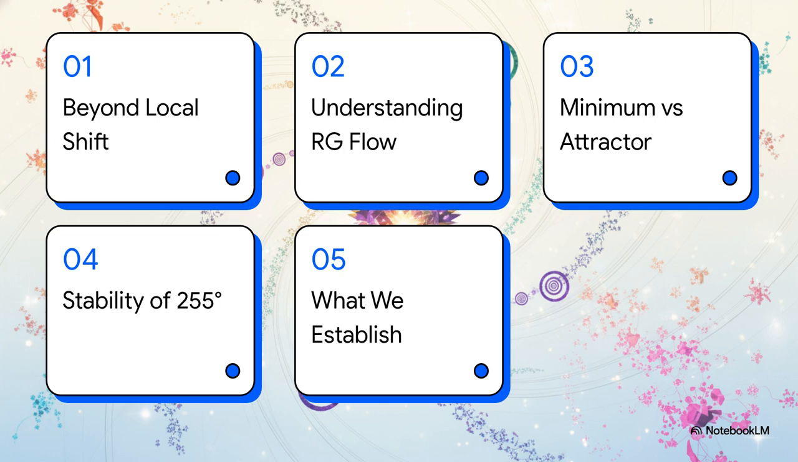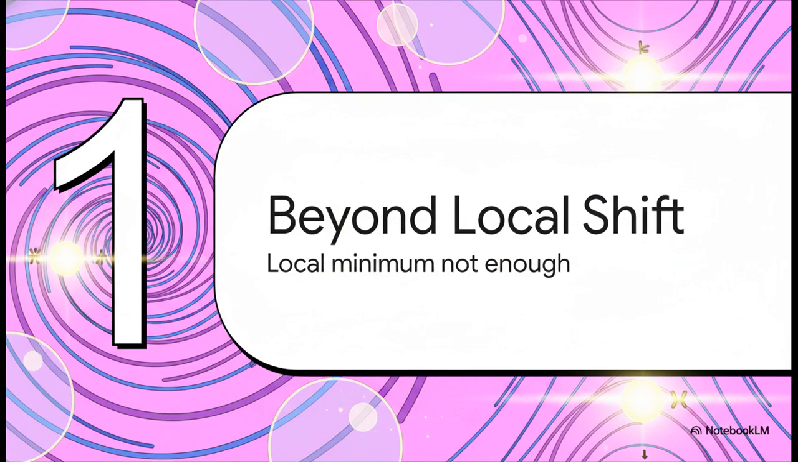We'll explore why a local shift isn't enough, understand what RG flow actually means in this phase system, distinguish between a local minimum and an attractor, and then see what this all implies for the stability of our 255-degree point. Finally, we'll map out exactly what this specific lesson establishes for our broader closure story. Let's start by looking carefully at why establishing a local shift simply isn't the end of the story.